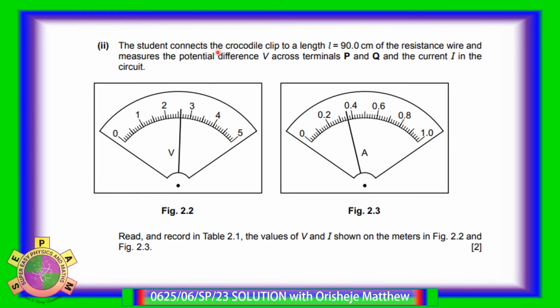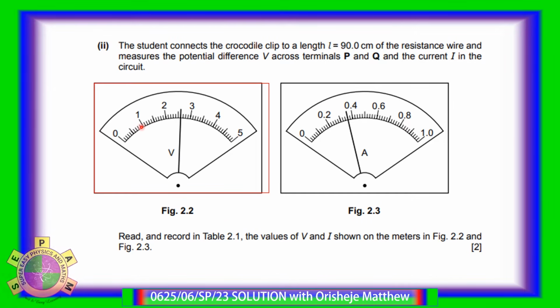Now, the student connects the crocodile clip to a length of 90 cm of the resistance wire and measures the potential difference V across the terminals P and Q and the current I in the circuit. So this is measuring the PD across P and Q. If you look at the value, according to the scale of your voltmeter and ammeter, I want you to understand this.